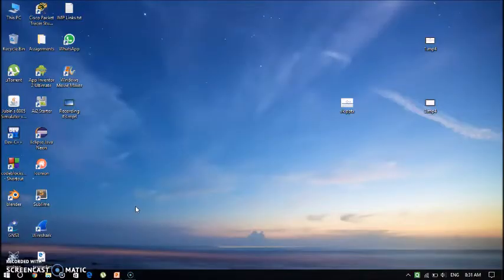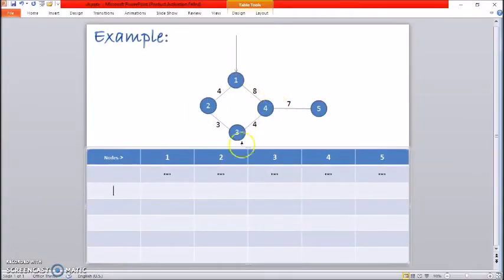So, guys, we are talking about Dijkstra's algorithm. We will see one example to understand it very clearly. This is the example, and we have to write the shortest path in this network. Initially we assume that we start from node number 1, and we have to write the minimum distances from node 1 to each of the nodes 2, 3, 4, and 5.